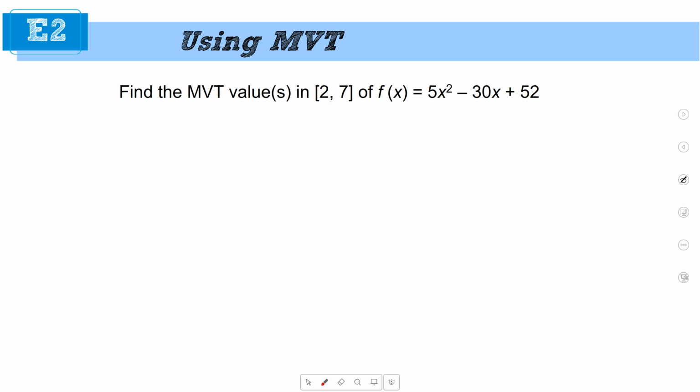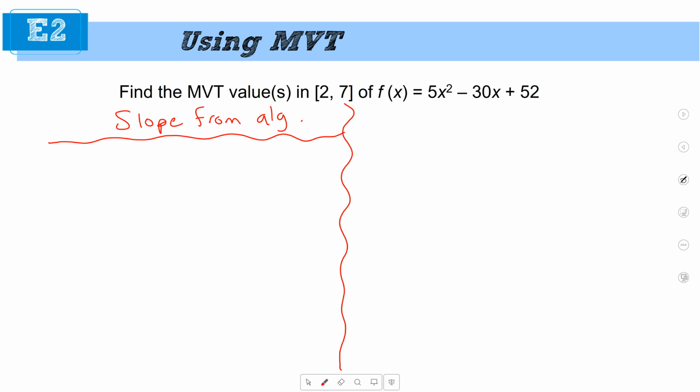Parabola. So we'll start easy here. Got a parabola. It opens up, but again, that doesn't matter. Slope from algebra equals slope from calculus. Split the screen in half. We'll start with slope from algebra over here. F of 2, F of 7. Calculate those two values for me, please. I'll wait.